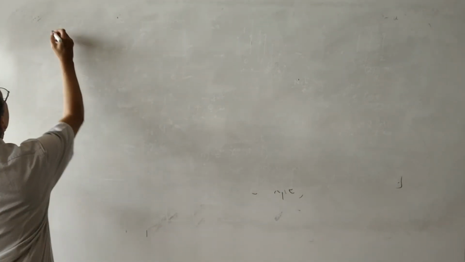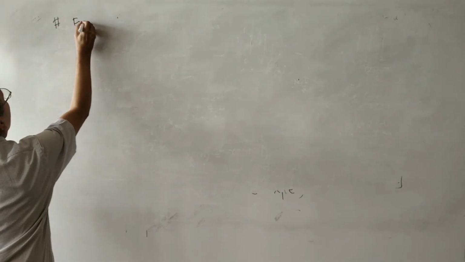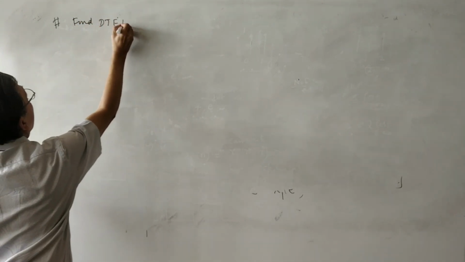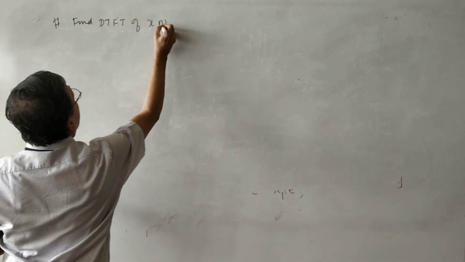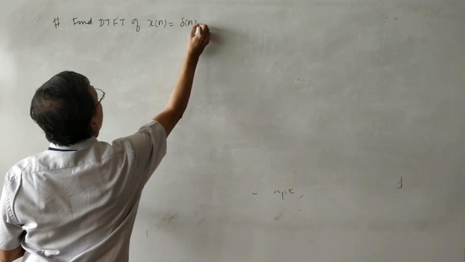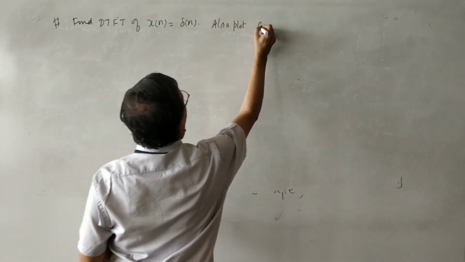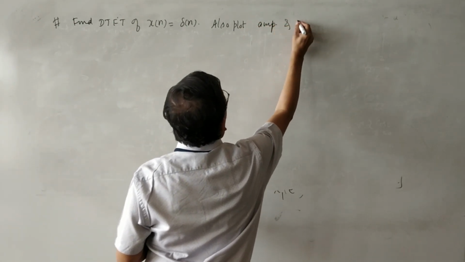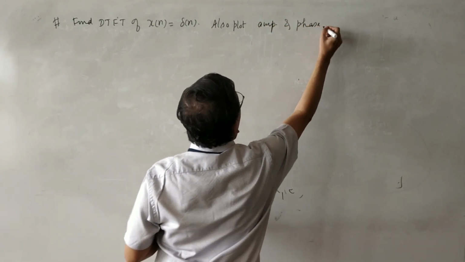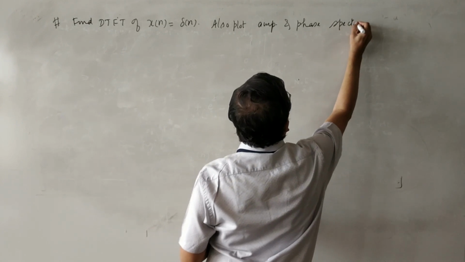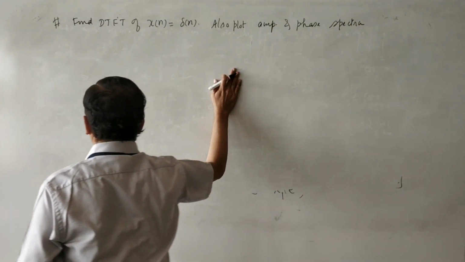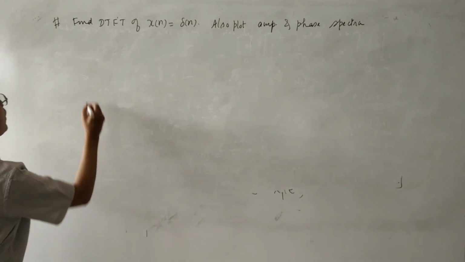Next problem. Find DTFT of x of n equal to delta of n. Also plot amplitude and phase spectra. Solution.